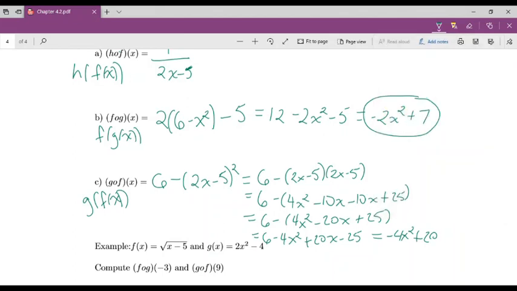Okay, that's fine. This is an x. And then we said minus 19. Alright, and that will be your final answer for g of f of x.